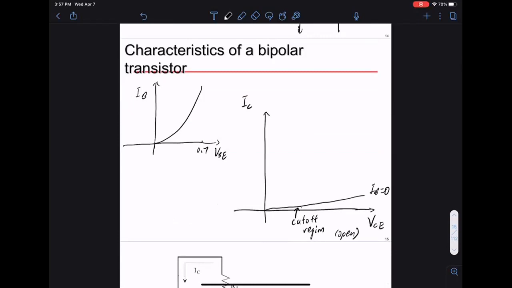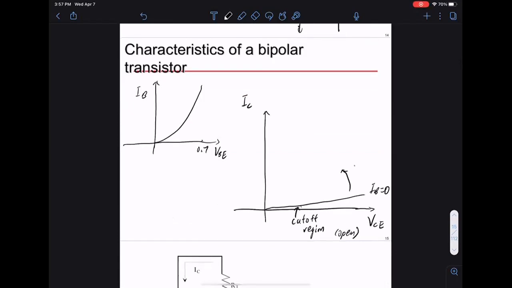Then how do we turn this on? We want to turn this thing on. As you increase IB, you increase the amount of current you put into the base. This tells the bipolar transistor, the semiconductor, that it should now start conducting current. So then we get something called the linear region.